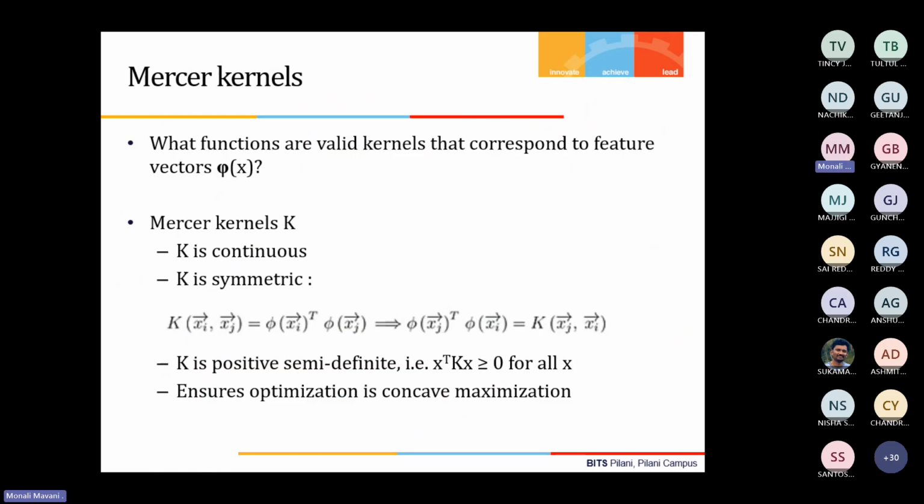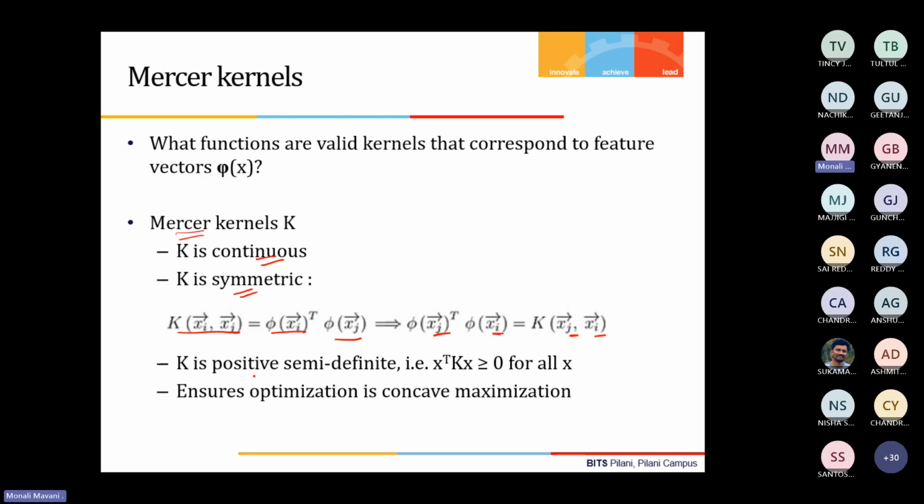Now, what could be the kernel function? There is something called Mercer's kernel. They can be used. The kernel function should be continuous. There should not be any discontinuity. And when we convert the kernel into a matrix, it should be a symmetric function or symmetric matrix. So kernel of xi, xj is nothing but phi of xi, phi of xj, and we can interchange xj and xi. So that's a symmetric function.